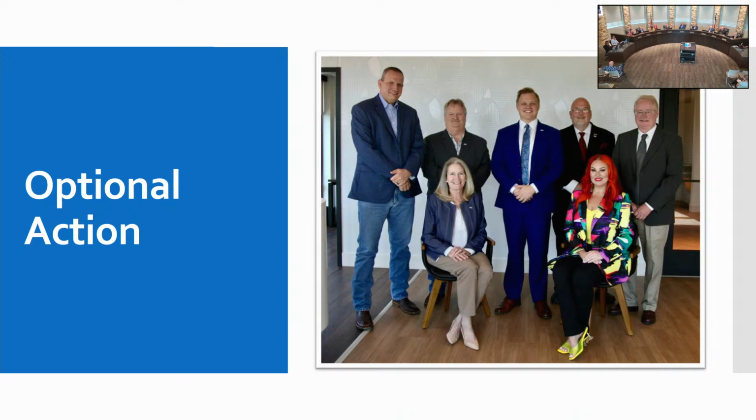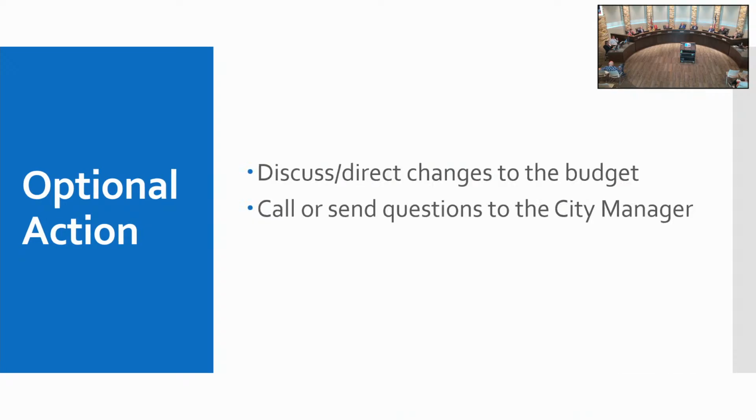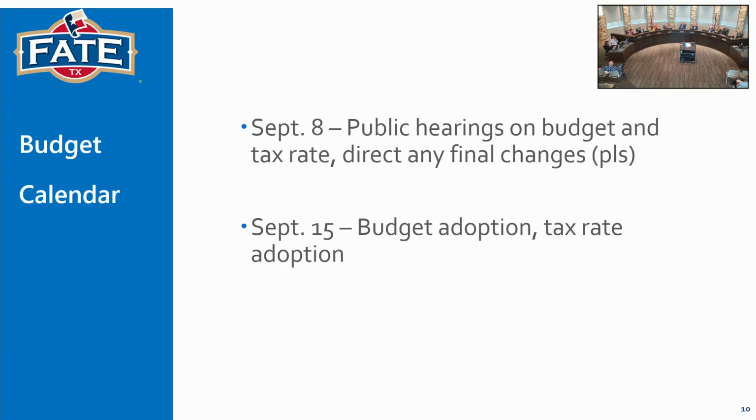So we have some optional action tonight. You don't have to make any movement tonight if you wish. You can, of course, direct some changes to the budget and continue to send questions to city management. And then as we wrap, we'll go back some slides if we need to here, but the budget calendar: September 8th, we'll redo our public hearings on the budget and the tax rate, and if we can direct any financial changes, please, if those can be the final day that the budget moves. Then on the 15th, that gives us a week, well, actually less than a week because of the new timelines. We've got the new open meetings timelines that the state has given us, so we have to start working way back on some of these packets.